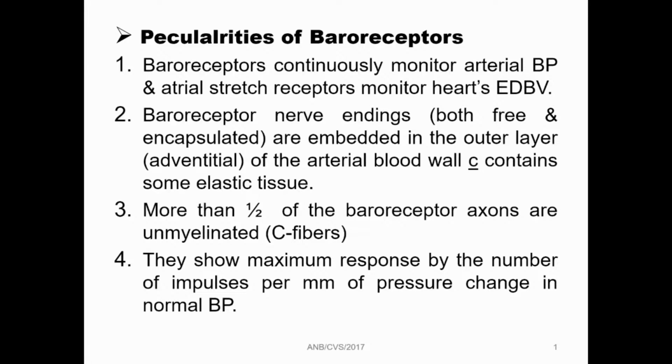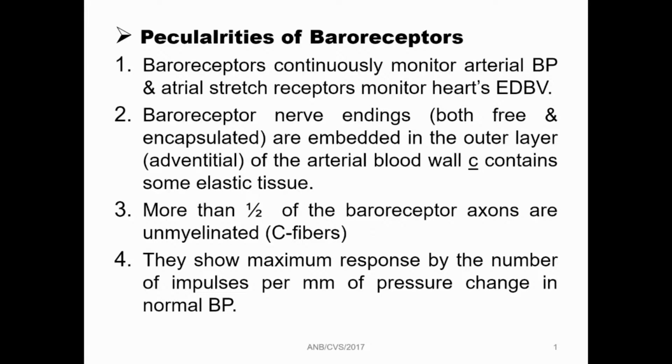More than half of the baroreceptor axons are unmyelinated. These are C fibers. If you remember, while studying the classification, there are several types of classification of nerve fibers. One of them is based on myelination, that is A type fibers, B type fibers and C type fibers. A type fibers are myelinated, B type fibers are also myelinated, C fibers are unmyelinated. Further, A type fibers are also divided into 4 categories: alpha, beta, delta and gamma.